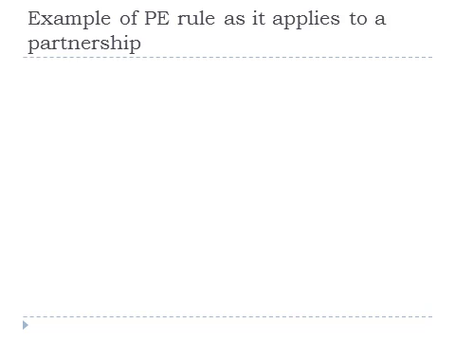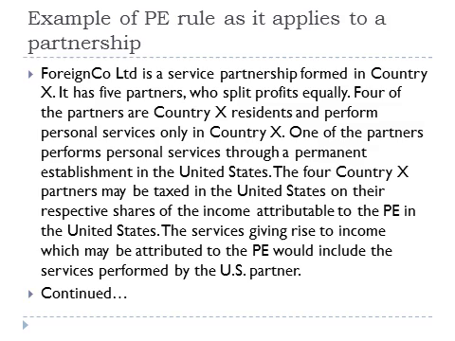Here's an example of the permanent establishment rule as it applies to a partnership. Foreign Co. Limited is a service partnership formed in Country X. It has 5 partners who split profits equally. 4 of the partners are Country X residents and perform personal services only in Country X. 1 of the partners performs personal services through a permanent establishment in the United States. The 4 Country X partners may be taxed in the United States on their respective shares of the income attributable to the permanent establishment in the United States. The services giving rise to income which may be attributed to the PE would include services performed by the U.S. partner. This example is continued on the next slide.